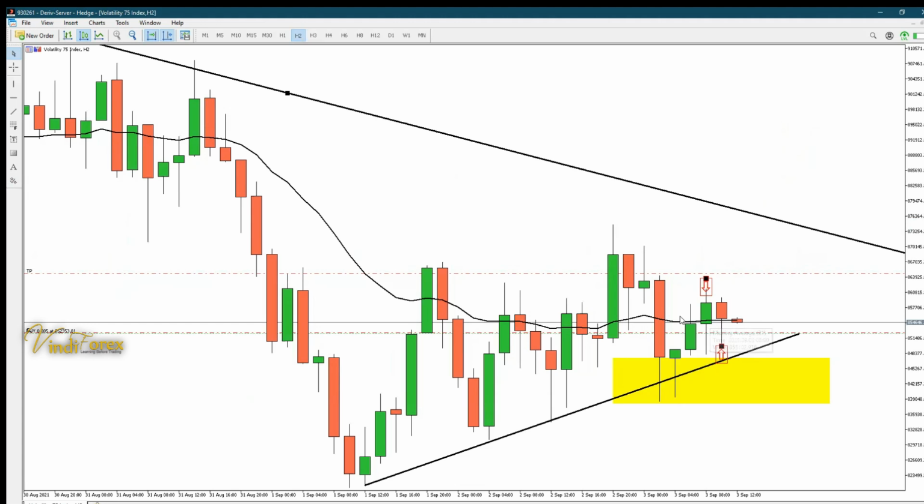Look at this. This is just our 21. It is broken, and this is a nice rejection. We could say a nice push to the upside. That is the basis of the strategy. The stop loss goes to the far end of the rejection. So let me just move this a bit. If you're using this candle right here, your stop loss will have to come somewhere around this point.